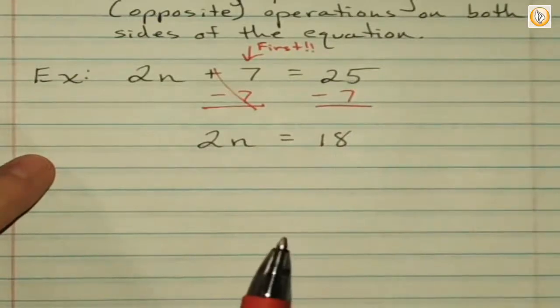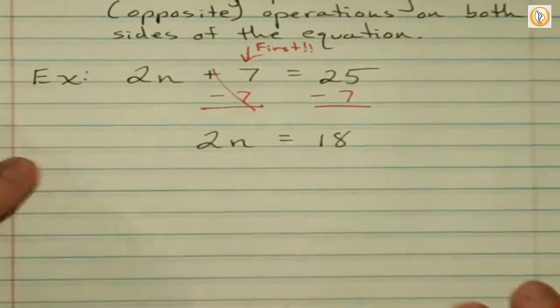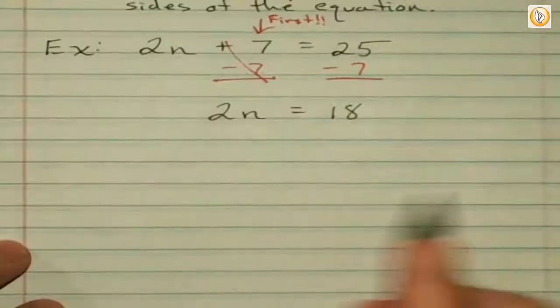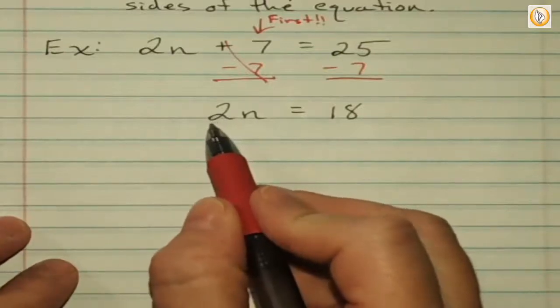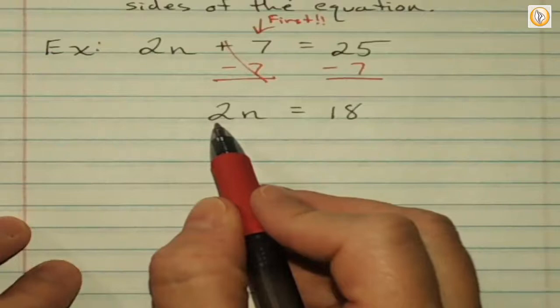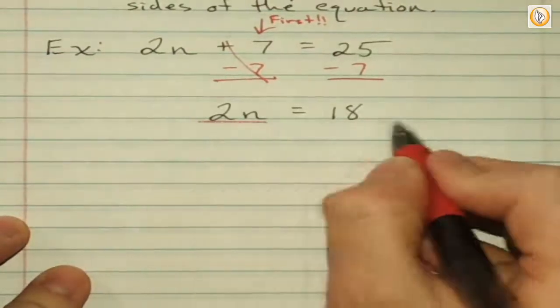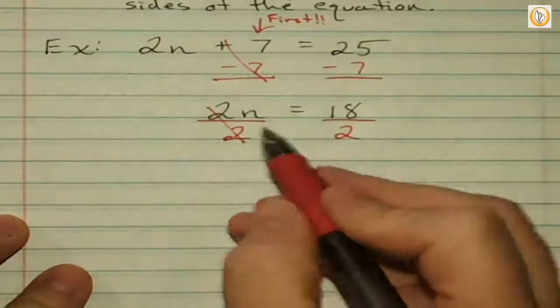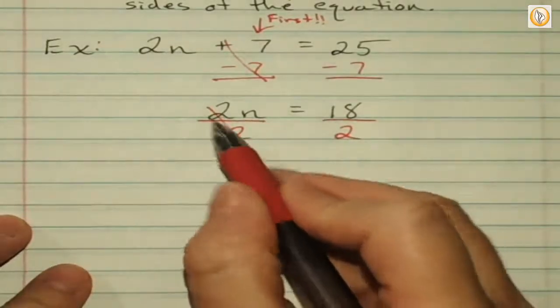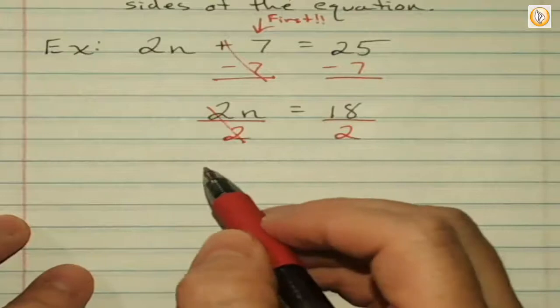Now, Italia, what do I do? Because we're trying to get n all by yourself and get rid of the 2 intruder. So how do I get rid of the 2 intruder? Divide both sides by 2. Correct. And Kelly, why did she divide both sides by 2? Because that's the intruder.